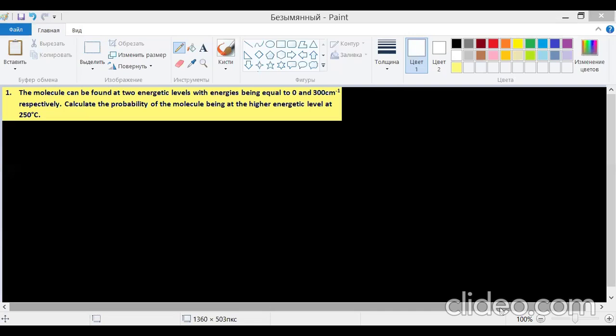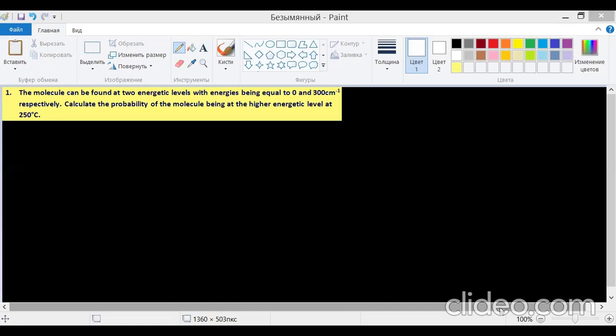Well, here's the first problem. We've got a molecule which can be found at two different energetic levels, with energies equal to 0 and 300 inverse centimeters respectively. And they ask us to calculate the probability of the molecule being found at the higher level at a temperature equal to 250 degrees Celsius.